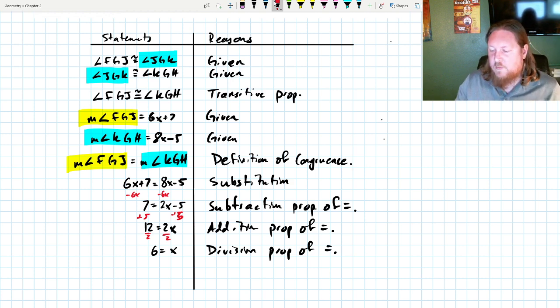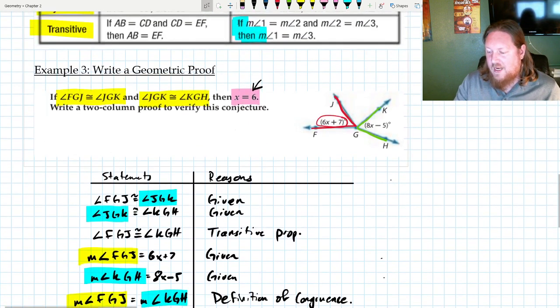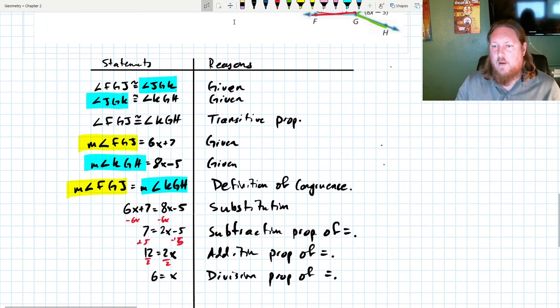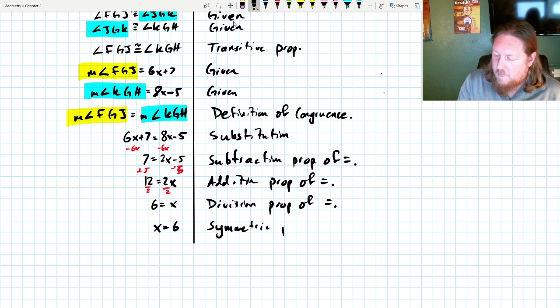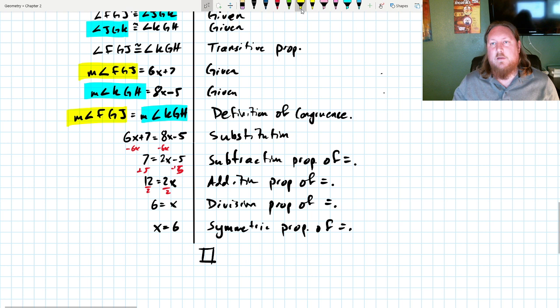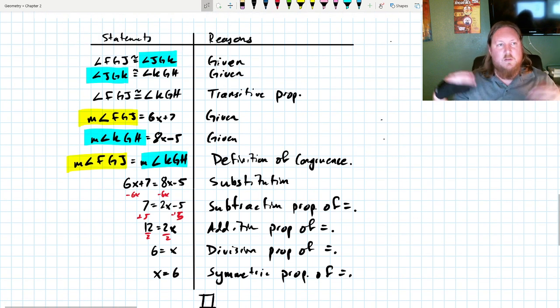Now I have 6 equals x, but our actual claim was that x equals 6. So I have to flip it. So the very last step is just flipping it, x equals 6, and that is the symmetric property of equality. And I close off my proof. And that is your first full-on geometry formal proof.